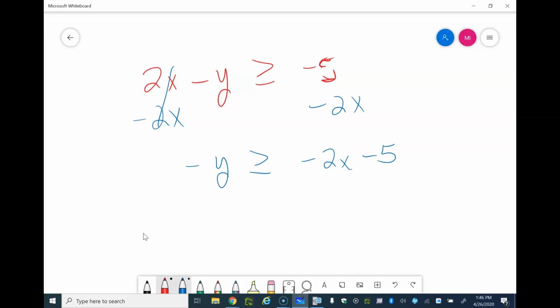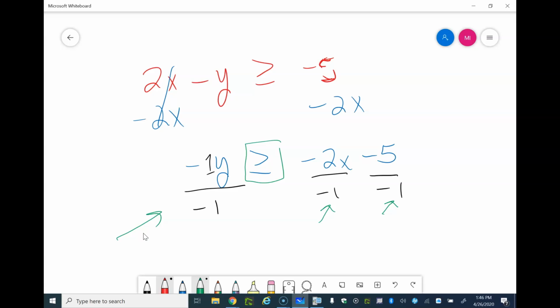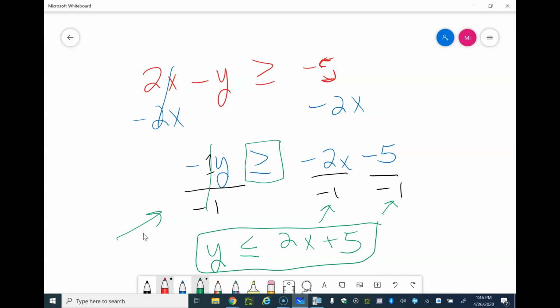Now again, we need to get y by itself, and that means it also needs to be positive. So we're going to divide everything by the understood 1 in front. Here is the rule that we just stated in the slides: if you are dividing by a negative number, then the inequality sign gets flipped. So these cancel out, and y is now less than or equal to, they flip, positive 2x plus 5. This is what we're going to graph in the calculator and then in My Math Plus.